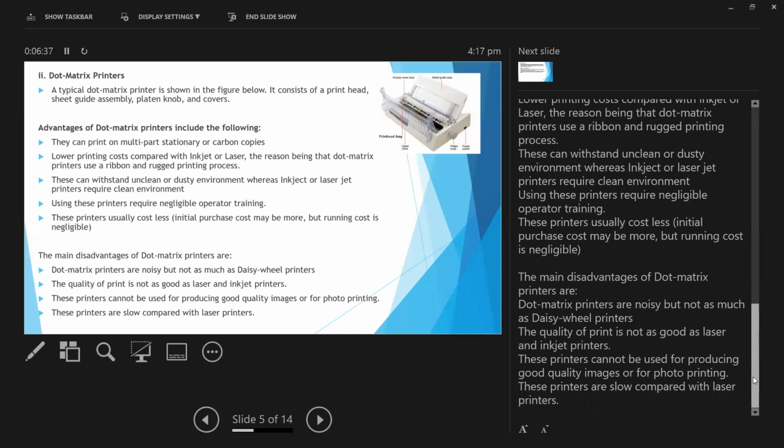The main disadvantage of dot matrix printers is that they are noisy, but not as much as daisy wheel printers. The quality of print is not as good as laser and inkjet printers. These printers cannot be used for producing good quality images or for photo printing. These printers are slow compared with laser printers.